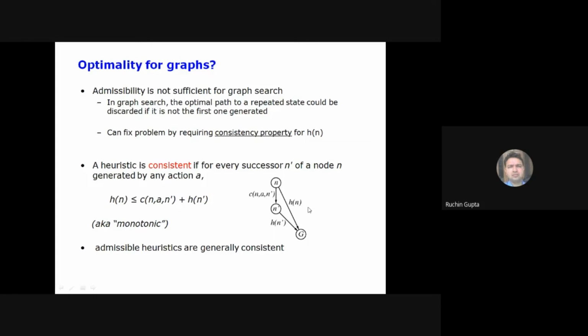It means that if I find a path from the node N to G using my heuristic function Hn, which is admissible, then I cannot have any other intermediate node through which I can travel from N to G at a lesser cost than this Hn. That is known as the consistency property of the heuristic function. And by default, all the admissible heuristics are consistent and satisfy this property of consistency. So any question on this?